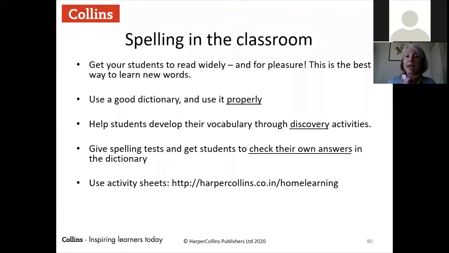Give students vocabulary building exercises that allow them to discover words. Don't give them lists to learn. Give them interesting passages to read with funny and unusual words in. That's a much better way of learning vocabulary. Give them spelling tests, make them check their own answers in the dictionary, and use the activity sheets.